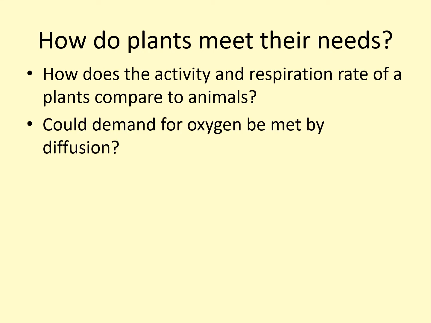So could the demand for oxygen be met by diffusion? Well, it might surprise you to know that actually it can. They have stomata, and so that's how they can get the gases, get air containing oxygen into the leaves. But they have things called lenticels, and we're going to have a look at that on the next slide because I've got a picture of some.